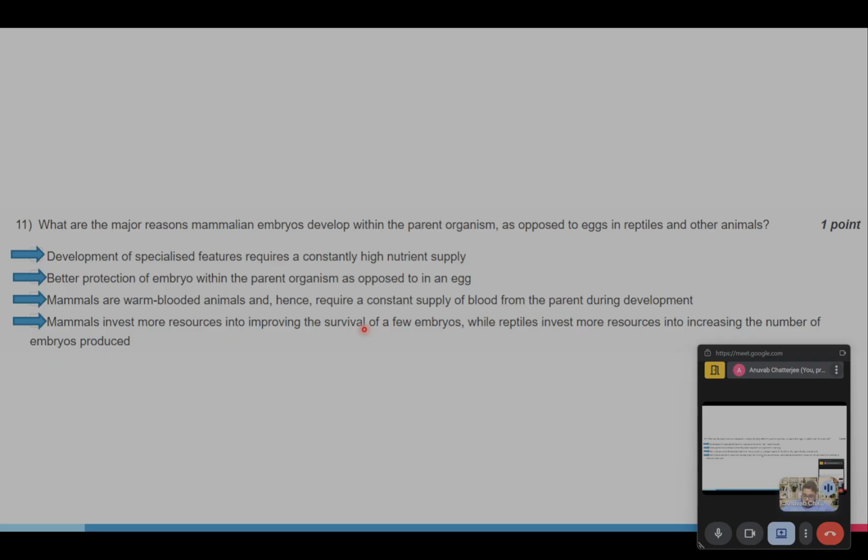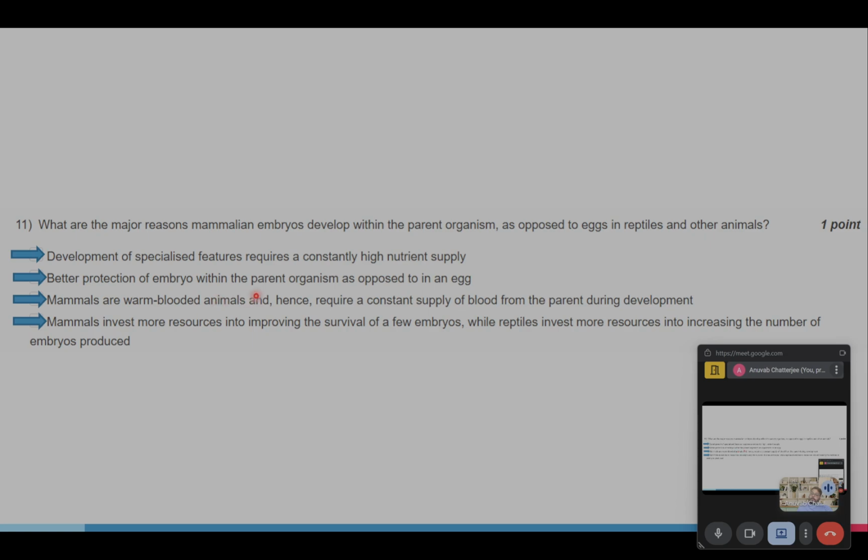All of them are correct and all of them are valid reasons why mammalian embryos grow inside the mother instead of outside in an egg. So specialized features require constant high nutrient supply. Mammals do have a lot of specialized features and are pretty much at the top of the evolutionary hierarchy. So we have a lot of things that need to be formed, and all of these require high nutrients, and this cannot be just the nutrients being available in the egg.